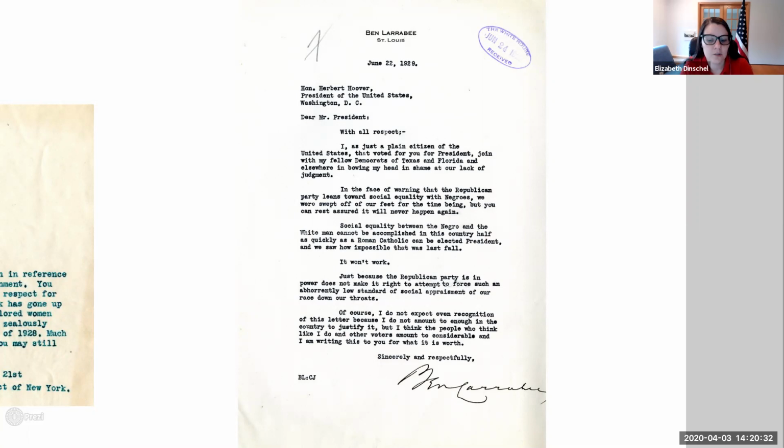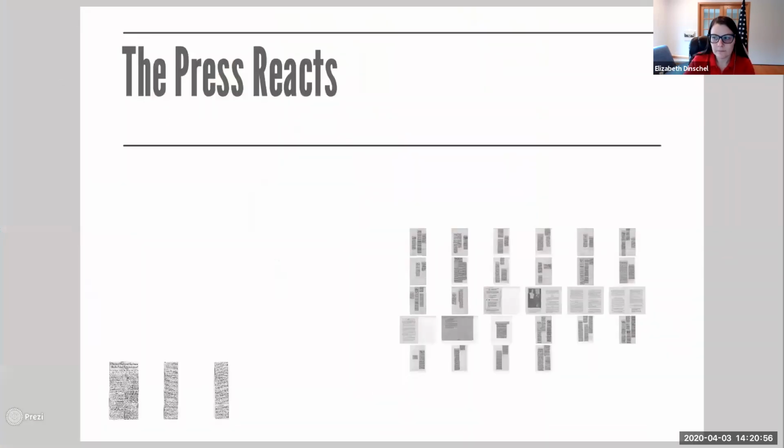There were threats to lynch Lou Hoover and Jessie DePriest that were mailed to Lou Hoover and to the White House. There was a lot of really awful things that both of these women were called and things that were said. So I just want you guys to know that this was one of the most calm letters that came in that did not support Lou. There's also a ton of letters that did support Lou, and I think it's really important that you know that as well. So the press reacts.